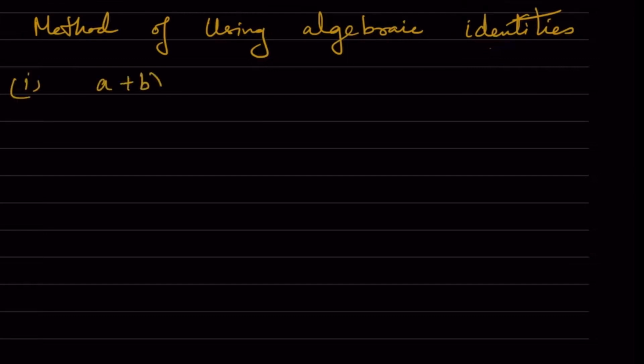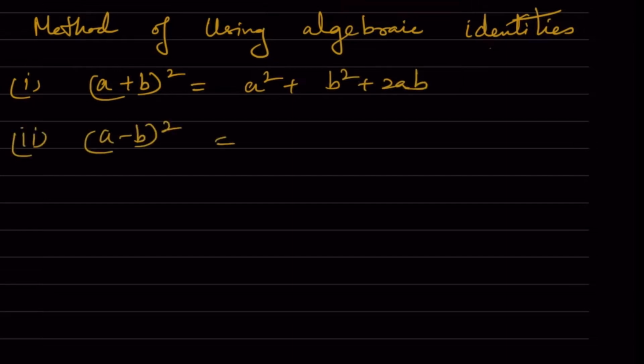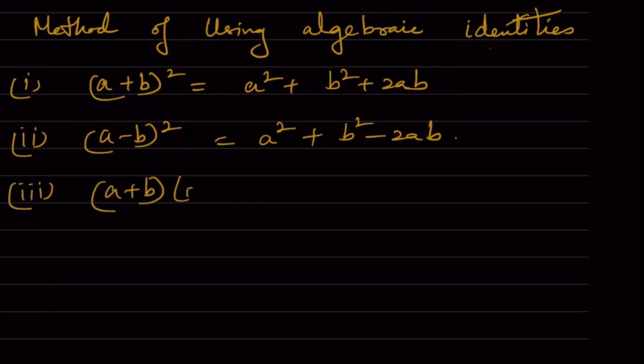The first one is (a plus b) whole square is equal to a square plus b square plus 2ab. The second one is (a minus b) whole square is equal to a square plus b square minus 2ab. And the third one is (a plus b) into (a minus b), which is equal to a square minus b square. So these are the three important identities which we'll be using here.